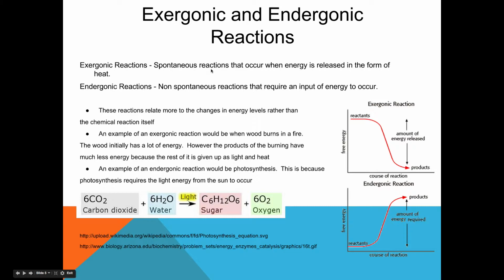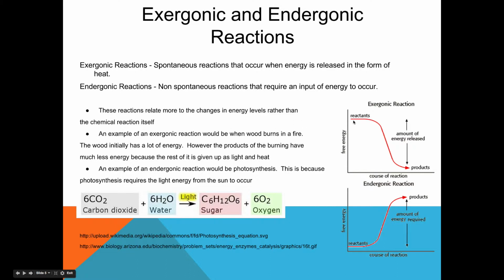Exergonic reactions are spontaneous reactions that occur when energy is released in the form of heat. Endergonic reactions are non-spontaneous reactions that require an input of energy to occur. These reactions relate more to the changes in energy levels rather than the chemical reaction itself.